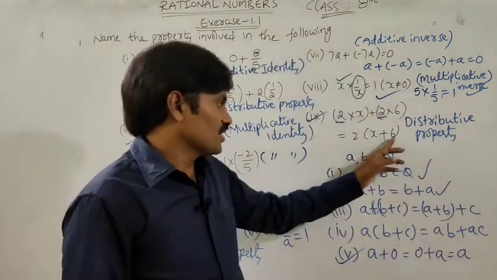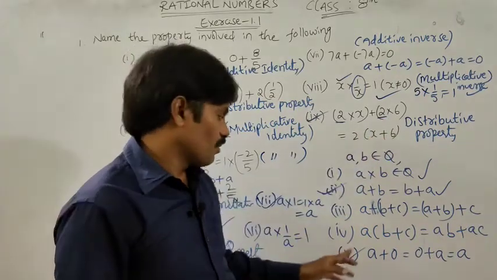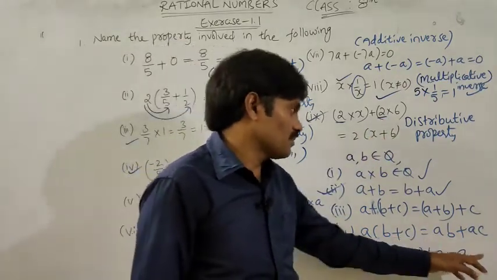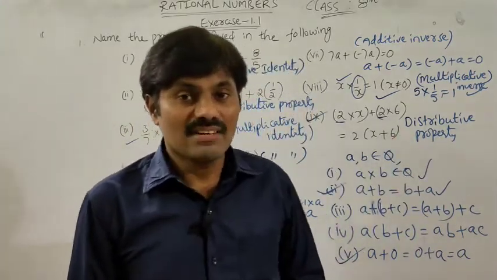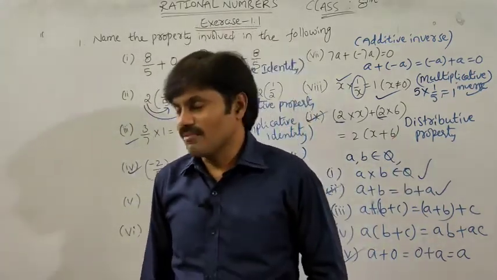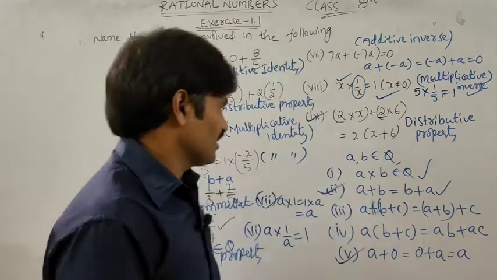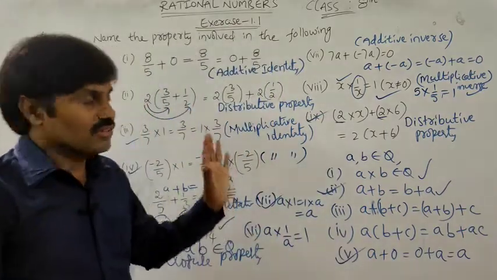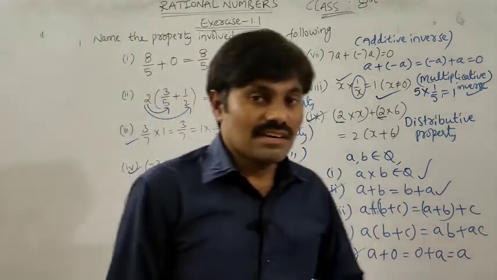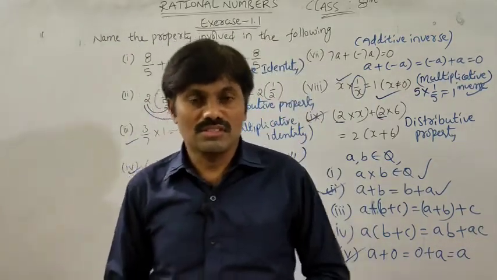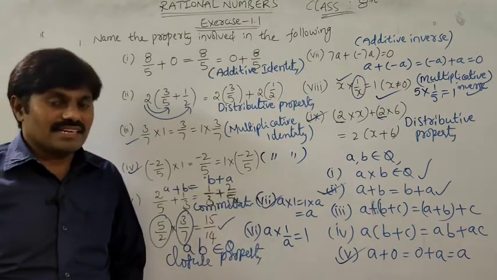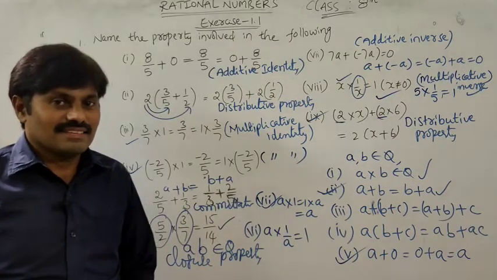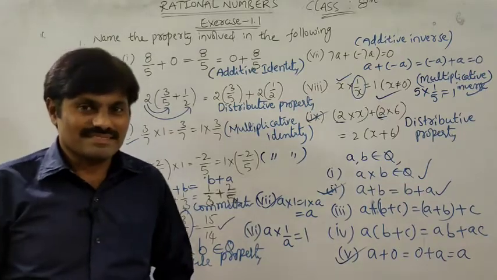And 2 into x plus 2 into 6. Distributive property, like a of b plus c is equal to ab plus ac. This is the distributive property of multiplication over addition. Clear? So this is the first question, the most important for basic level. Pause and write the answers. Then I will proceed to the next question.